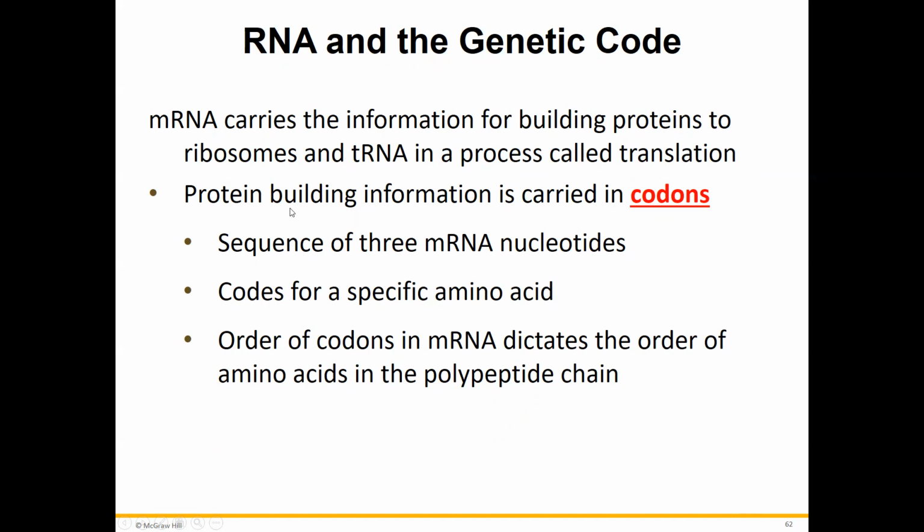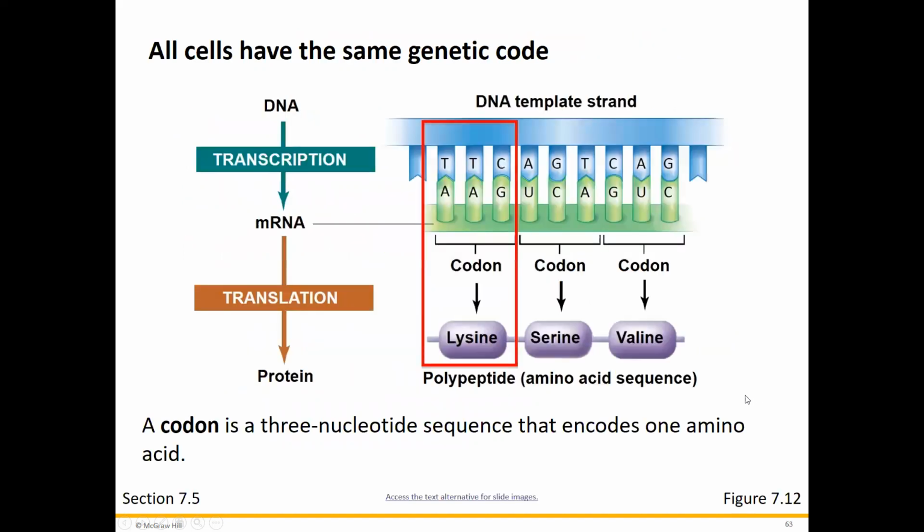The building protein process involves the information that's carried in the nucleotide sequence that we are now going to refer to as codons. A codon is simply a sequence of 3 messenger RNA nucleotides. Each codon codes for a specific amino acid. 1 codon, 1 amino acid. The order of the codons in the messenger RNA transcript is what's going to dictate the order of the amino acids in the newly formed polypeptide chain.